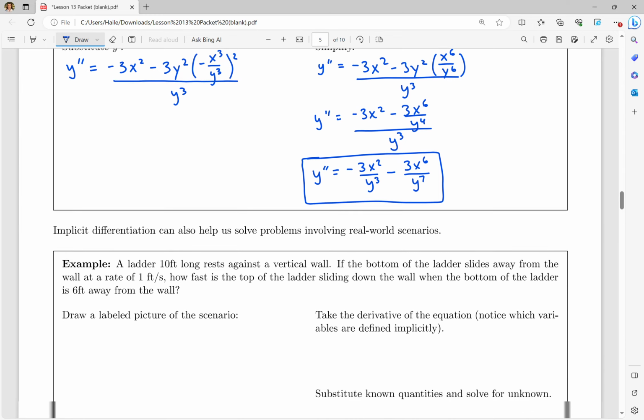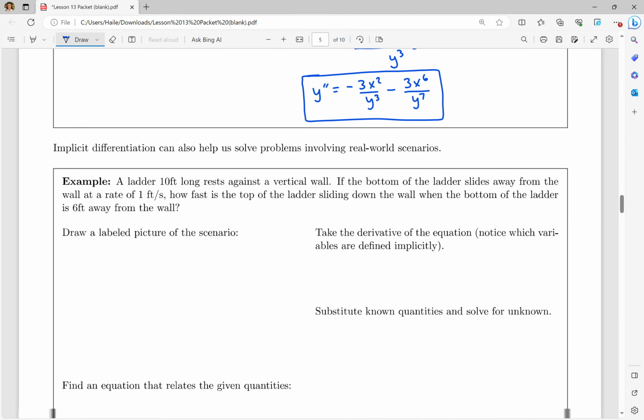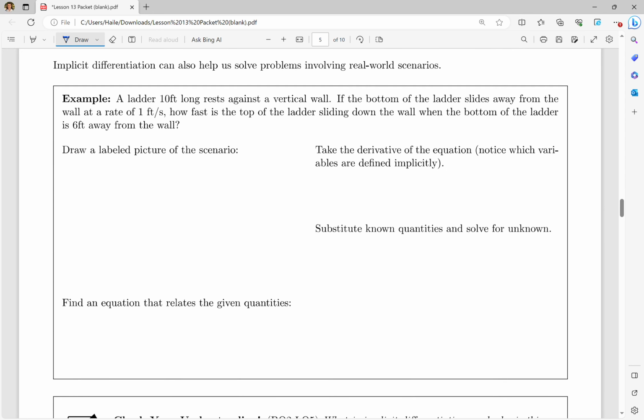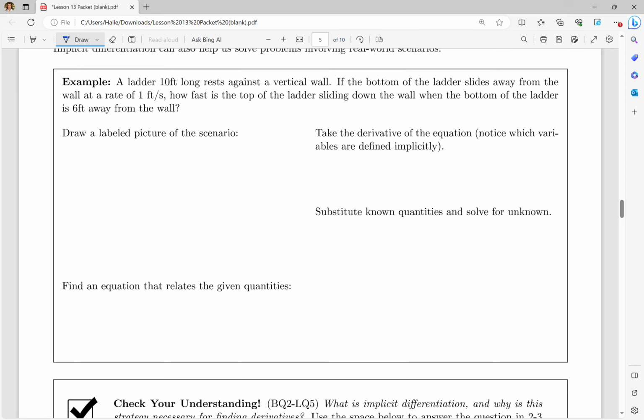Now, implicit differentiation can also help us solve problems involving real-world scenarios. So sadly, in this example, I think our variables are still going to be x and y, but as you work through the pre-recitation prep, this is where you're going to start seeing functions that don't always have x and y as your variables, because we're going to be dealing with areas, volumes, surface areas, Pythagorean theorem, so you're going to have all different kinds of variables. So let's dive right in.